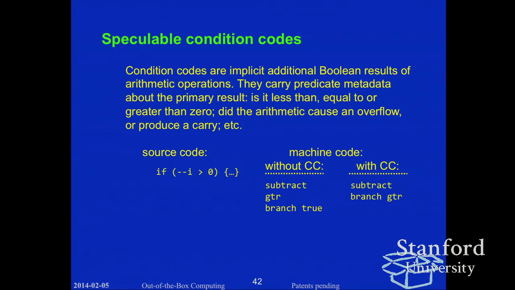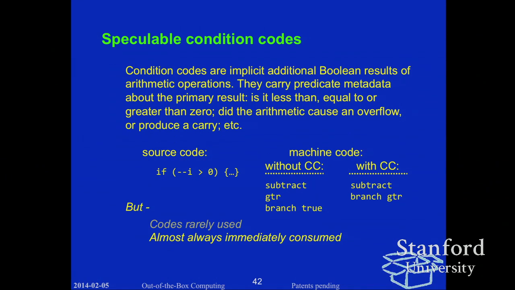With condition codes, the subtract sets the greater than condition code, and the branch can simply branch on that condition right away. We've saved a cycle. That's why condition codes exist. The problem, of course, is that many operations set the codes, but they're rather rarely looked at, typically only by a branch immediately following them.